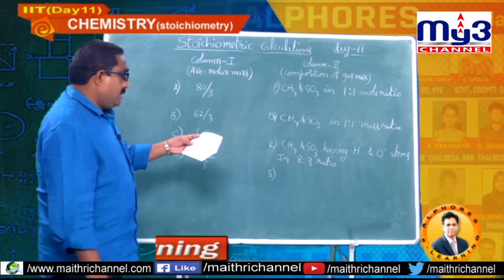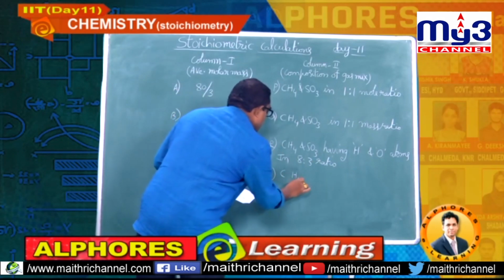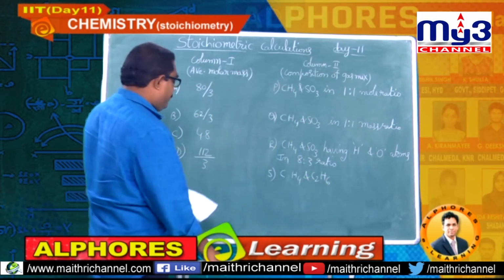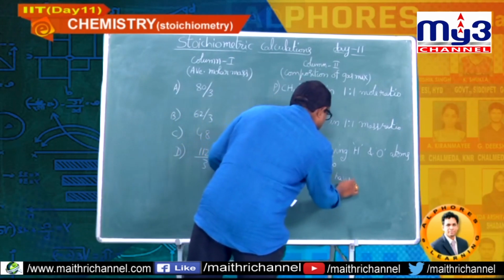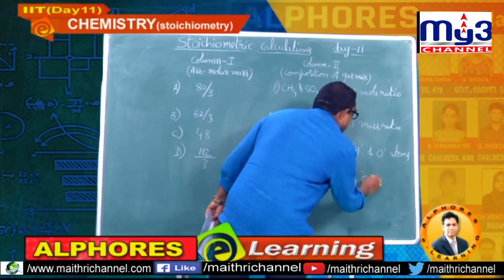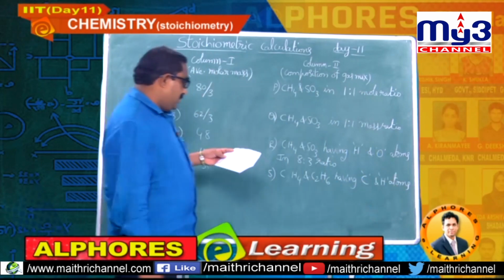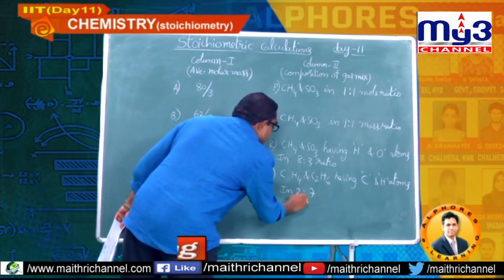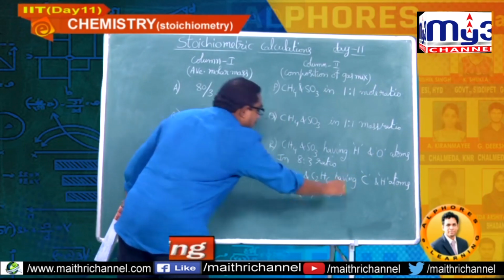S, methane and ethane, C2H6, having carbon and hydrogen atoms in 2:7 ratio.